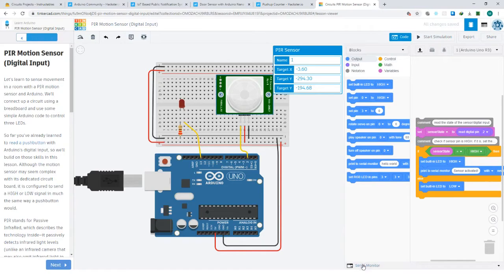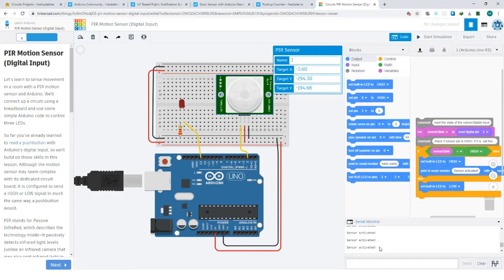Remember we talked about the serial monitor, and it's somewhere here. You can always see it will print activated, sensor activated. Or else, if there's no movement, what do we do? Just turn the LED off and stop printing. And I think that is basically what we are seeing here.